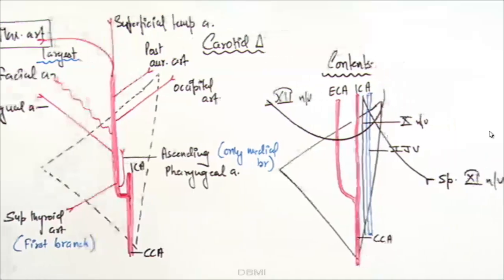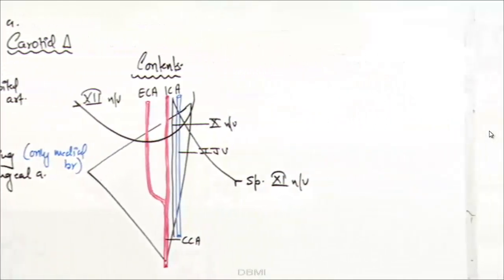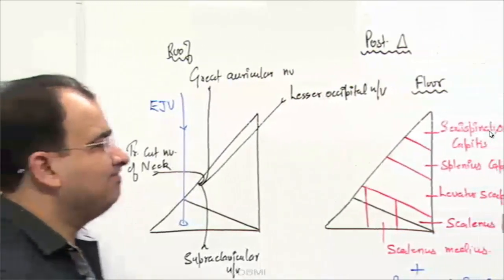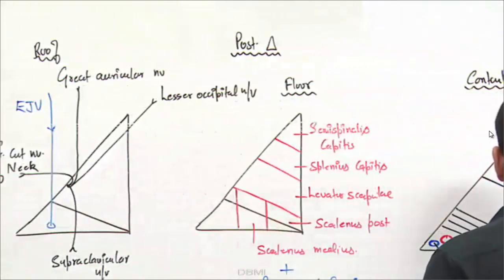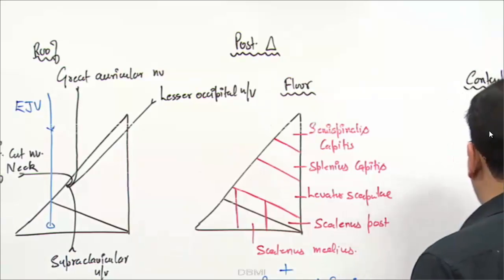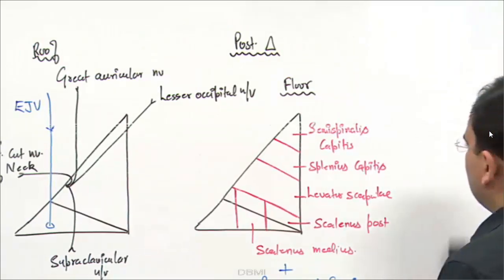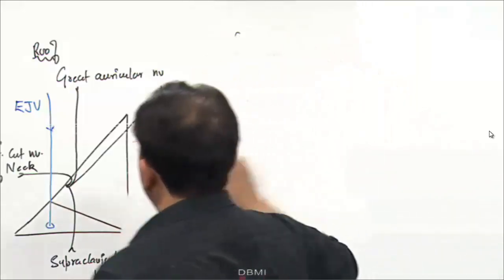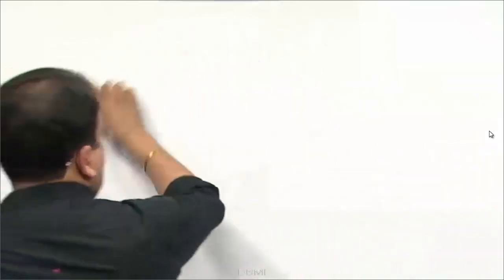This is about the two most important triangles, that is the carotid triangle and the posterior triangle. Now something about the digastric triangle. The important thing in the digastric triangle is the relations of hyoglossus. There are two muscles there. The two important muscles in the digastric triangle are hyoglossus and mylohyoid. Both these muscles are forming the floor, the mylohyoid and hyoglossus.